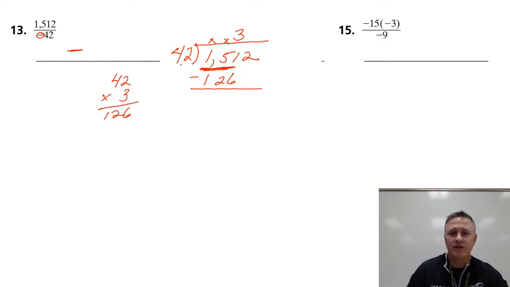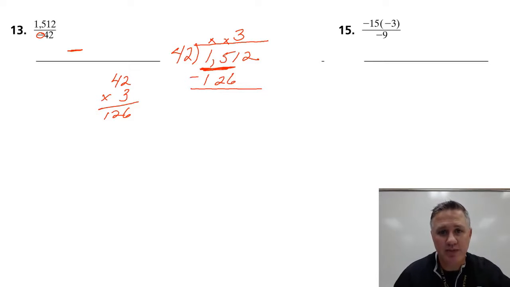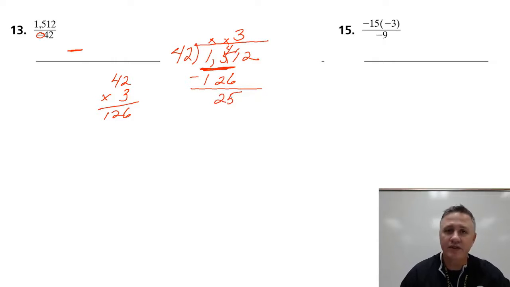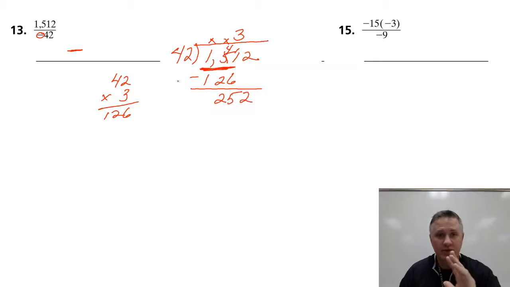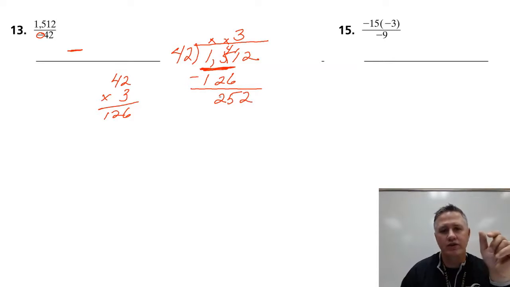If I get a difference less than 42, I know I'm in good shape. I can't take 6 from 1, so I'm going to borrow. 11 minus 6 is 5. 4 minus 2 is 2. I got 25 left over. That's good. Now I bring down my 2. I'm going to start over again and say 40, the number we were using. How many times can 40 go into 252?